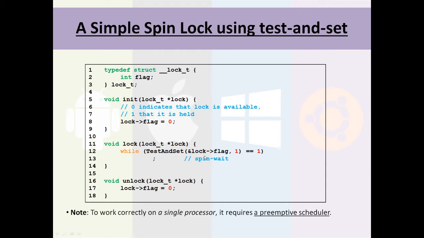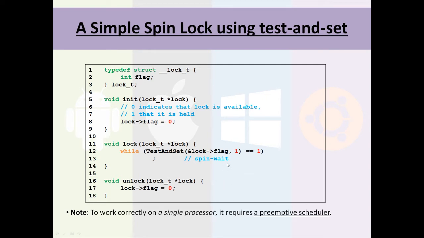Now, in order for this approach to work correctly on a single processor, it requires a preemptive scheduler, meaning that the scheduler can take a process out of the CPU before it requests it or gives the CPU up. But this approach also works on multiprocessor machines.